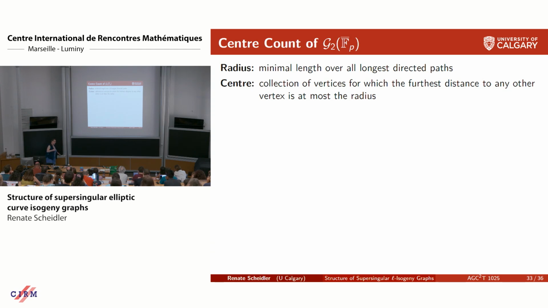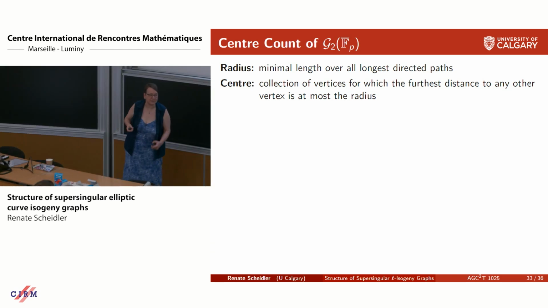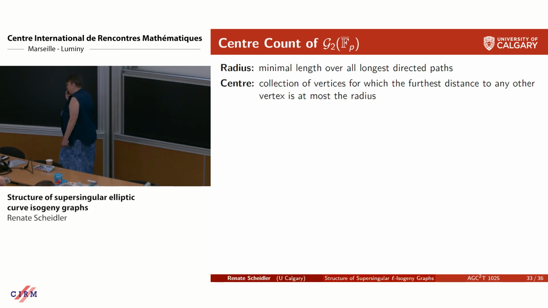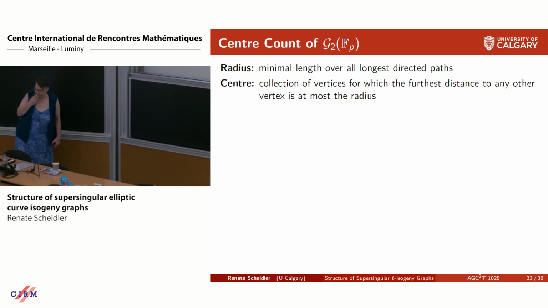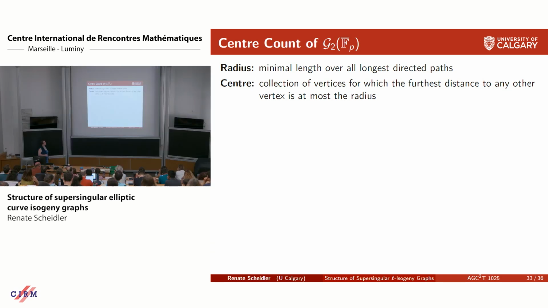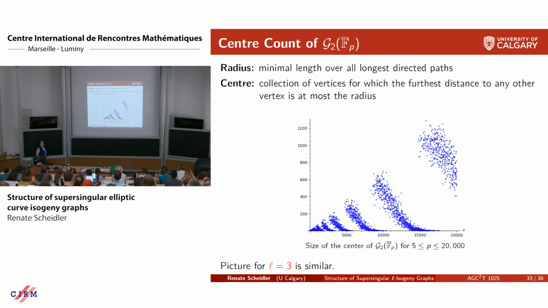And initially what we did is we wanted to look at the center of the FP graph, of the spine actually, because there you have Frobenius, and so every time you have a path, Frobenius gives you a second path. And so we thought, well, maybe these things are somehow better connected. But it turns out the radius and center data for the FP graph are not so different from the FP bar graph, and so we focused on the FP bar graph, and we plotted this, and we get this very interesting pattern. So this is the size of the center of the graph for L equals 2 for primes from 5 to 20,000. The picture for L equals 3 is quite similar.